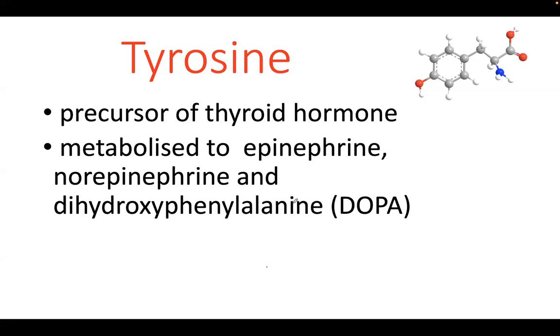Now, question, from what amino acid does tyrosine come from? What is the precursor of tyrosine? Very good. It is phenylalanine. And what is the enzyme that catalyzes this famous reaction, which converts phenylalanine to tyrosine? What is that rate-limiting enzyme?